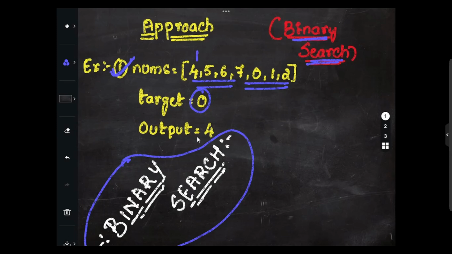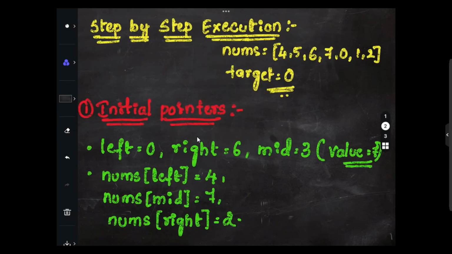So this is the first index, the 0th index, 0-based indexing. 0, 1, 2, 3, 4, 5, 6. So 0 is present at the 4th index. We are returning 4 in this case as output. I hope this is clear. Simple one, right? So let's discuss the step-by-step execution here.